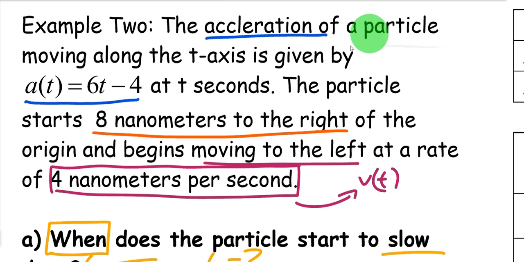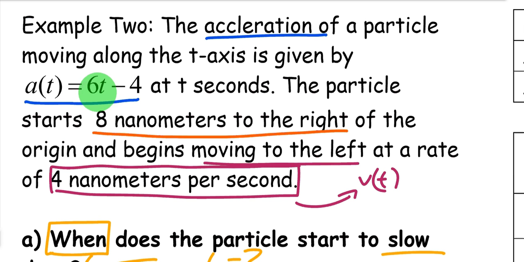The acceleration of a particle moving along the t-axis is given by a of t equals 6t minus 4 at t seconds. The particle starts 8 nanometers to the right of the origin and begins moving to the left at a rate of 4 nanometers per second. So again, we're given the acceleration of this particle. How do we get to velocity and position?